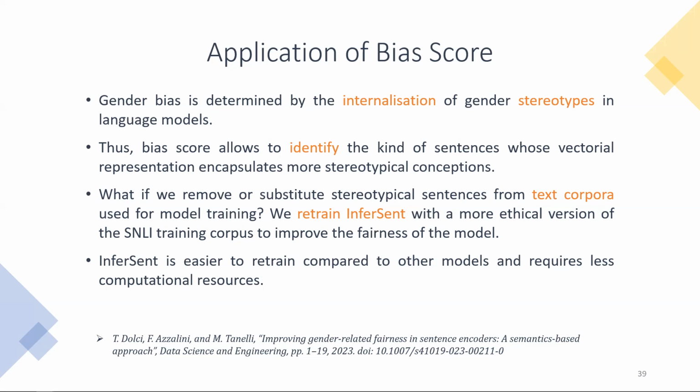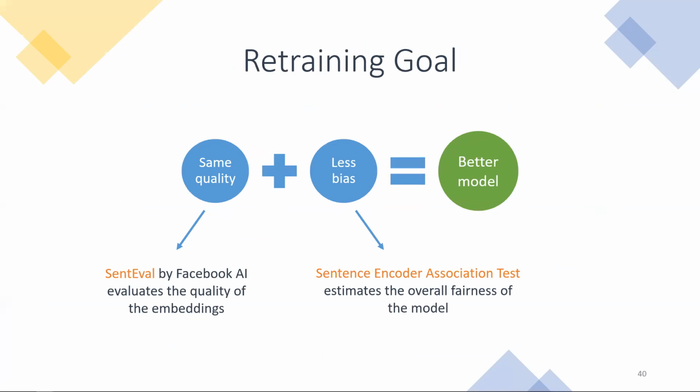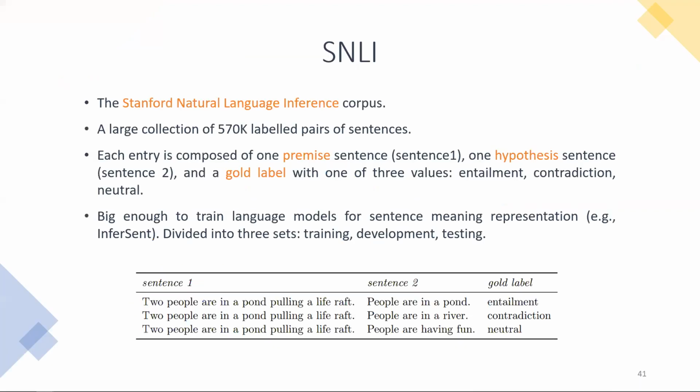So we should also obtain a fairer model. This is the intuition. We want to keep the same quality, and we look at SentEval, which is a tool for estimating the quality of sentence embeddings, and then we want less bias. So we use this Sentence Encoder Association Test that looks at stereotypical associations inside a model. This means that if we have the same quality, at least, and less bias, we have a better model.